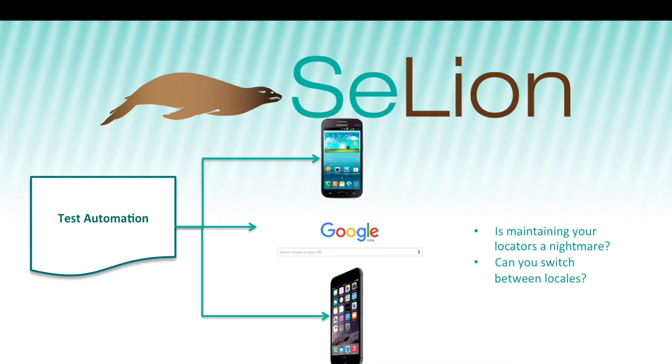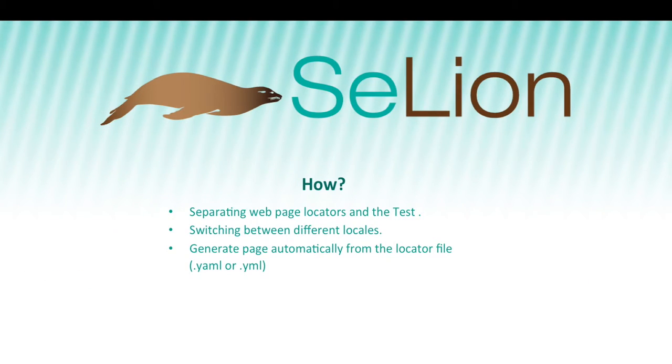So, let's get into some facts. How does SeLion's CodeGenerator help you here? It separates the locators and the test, not just the web page locators, but also the mobile app locators. It allows you to maintain locators locale wise so that you can switch between the locators easily. And when I said it separates the locators and the test, the locators are actually centralized to a YAML file or a YML file.